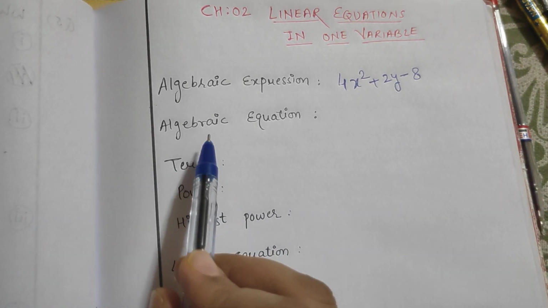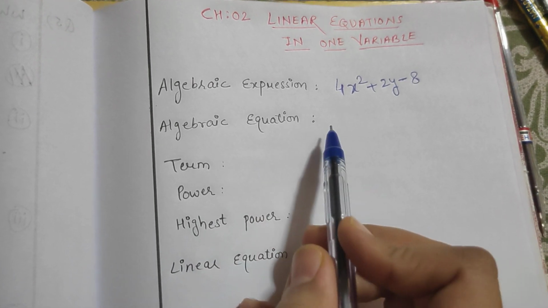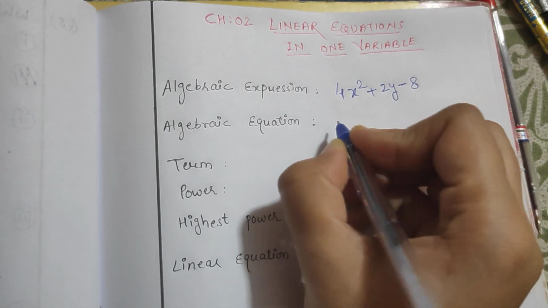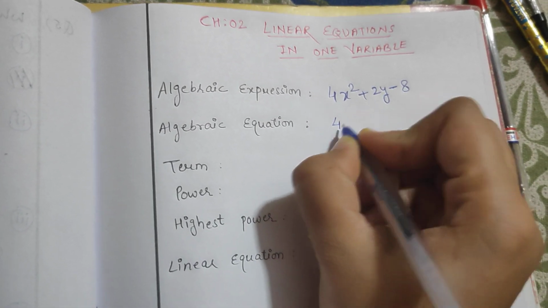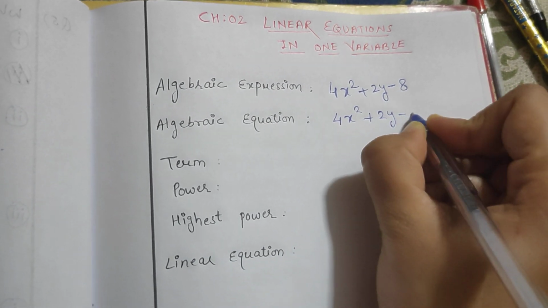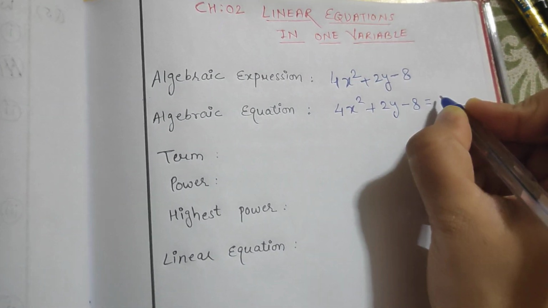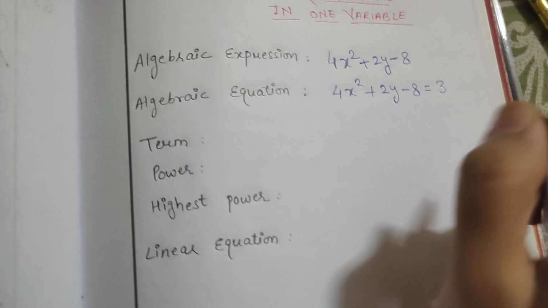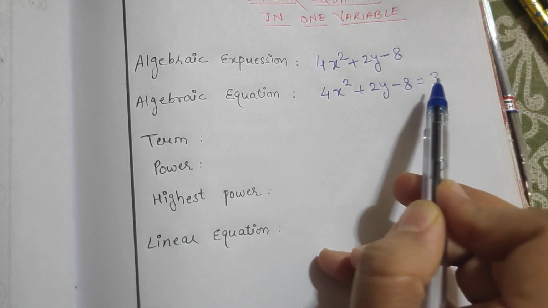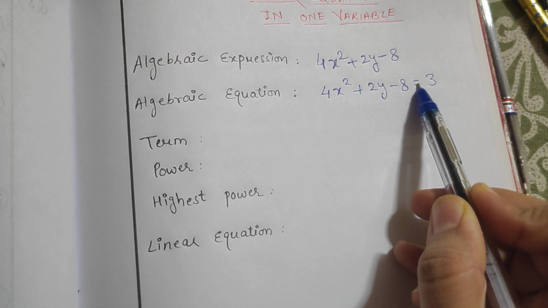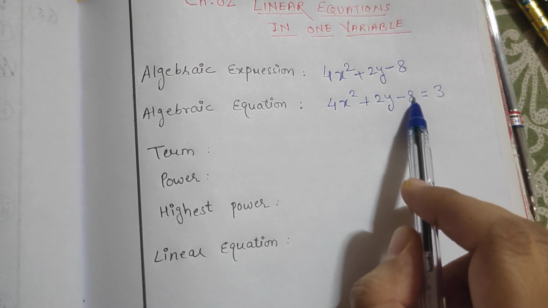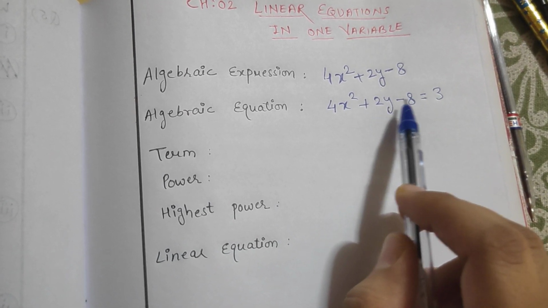Now, what is an algebraic equation? It is nothing but when we write any algebraic expression and equate it with something. For example, 4x square plus 2y minus 8 is equal to, if I write 3. Now there are two sides. This is one side, this is another side. This is the sign of is equal to. So it means algebraic expressions, when equated with another, become an equation.